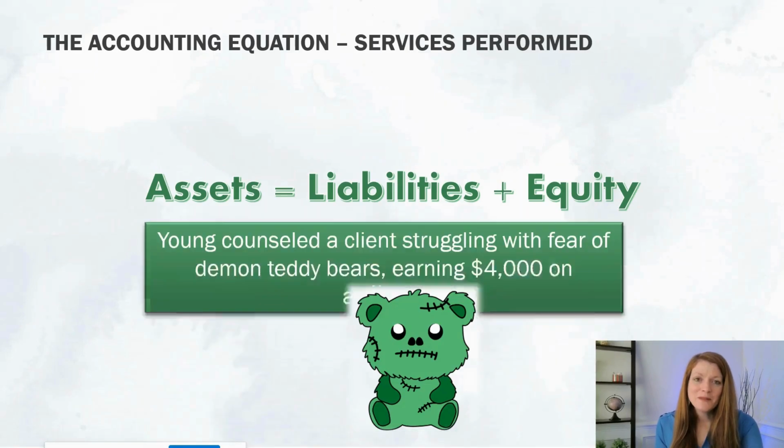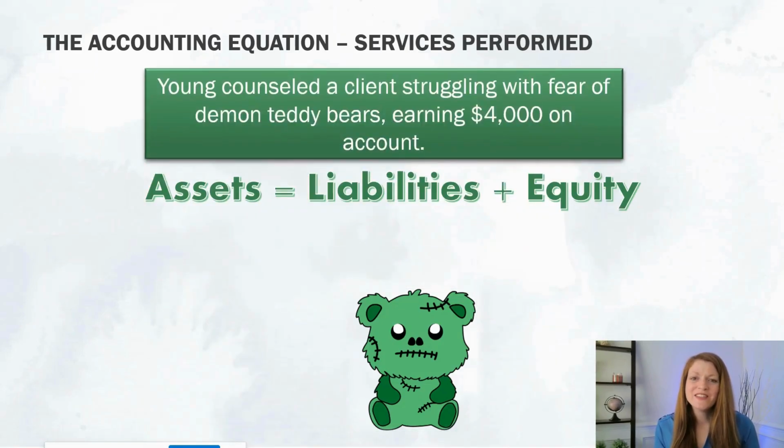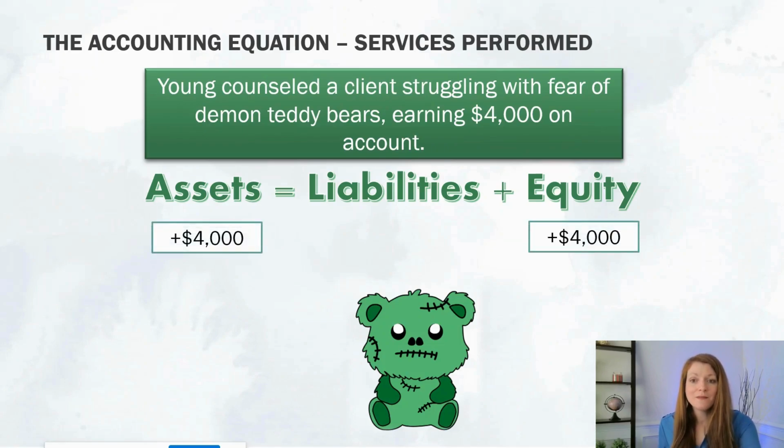So now they're going to perform services. Young counseled a client struggling with fear of demon teddy bears, earning $4,000 on account. Okay, so they earned $4,000. If they earned it, that would be revenue. Revenue increases our retained earnings because that's money that we get to reinvest. Retained earnings falls under equity. So it's going to increase equity, and we're getting something for it. We're getting a $4,000 asset. So it increases assets, increases equity, so we're balanced.